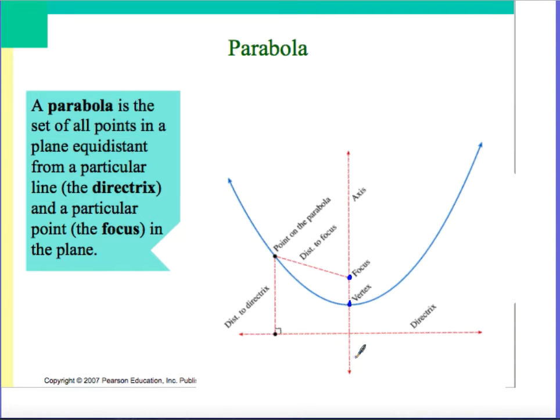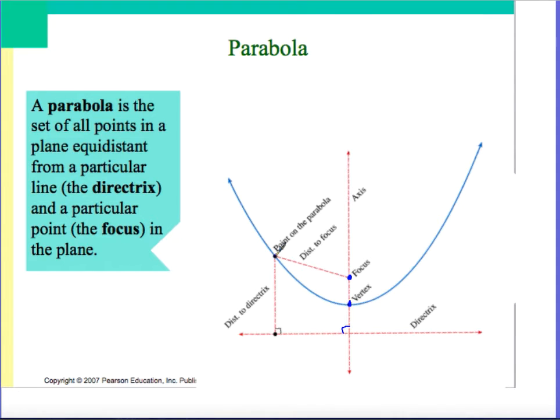We also have another line known as the directrix. So you see this horizontal line of the directrix down here. The horizontal line of the directrix is perpendicular to the axis of symmetry, so that's creating a right angle down here. And the definition here telling us that the parabola is a set of all points equal distance from a particular line, the directrix, and a particular point, the focus, in the plane.